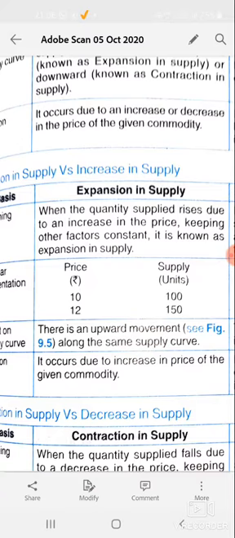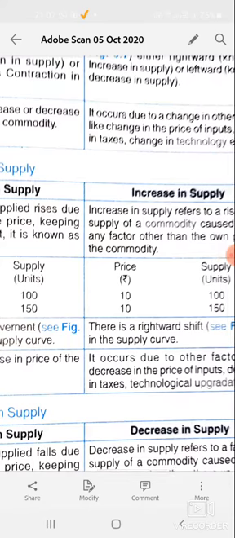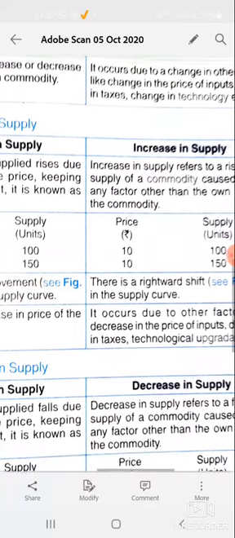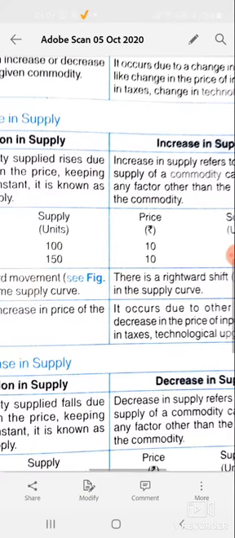When the quantity supplied increases due to an increase in price and other factors are constant, it is known as extension or expansion in supply. But oppositely, here supply increases while price remains constant and other factors change, it increases the supply, then it is called an increase in supply.